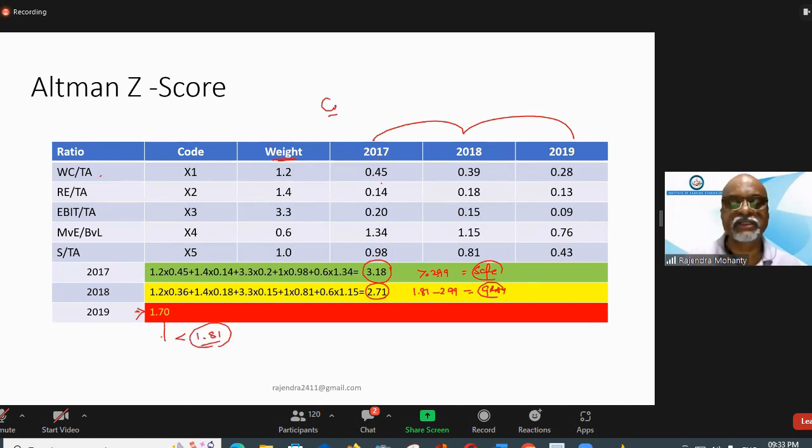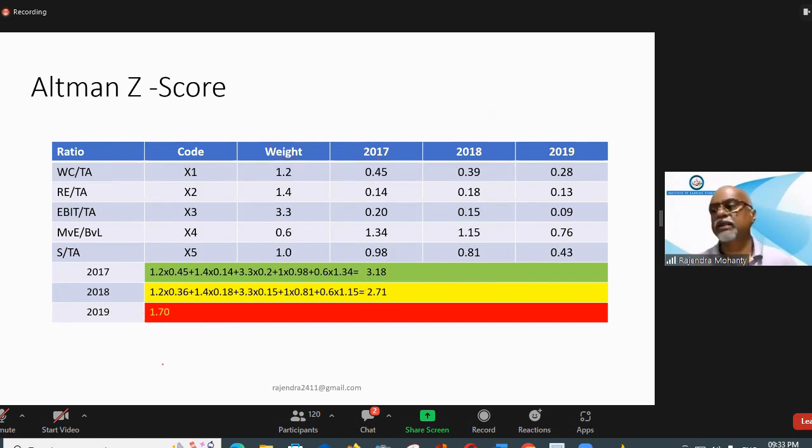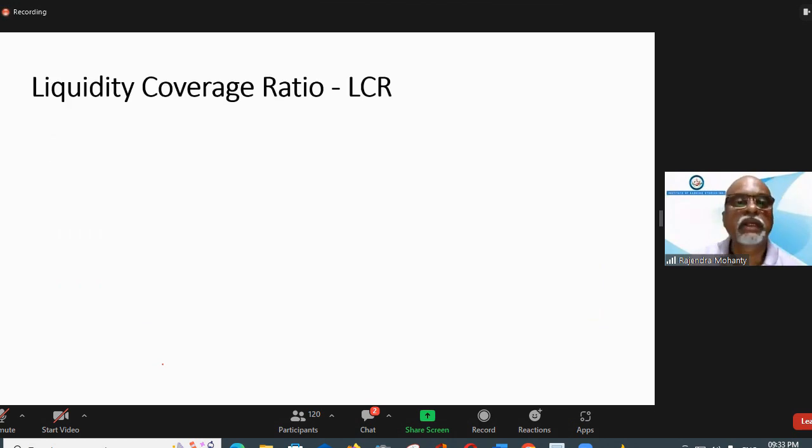1.81. Distress zones means this might go to bankruptcy within 1 year. 2020. 1 year. It might. Okay, so this is the calculation for Altman Z score.